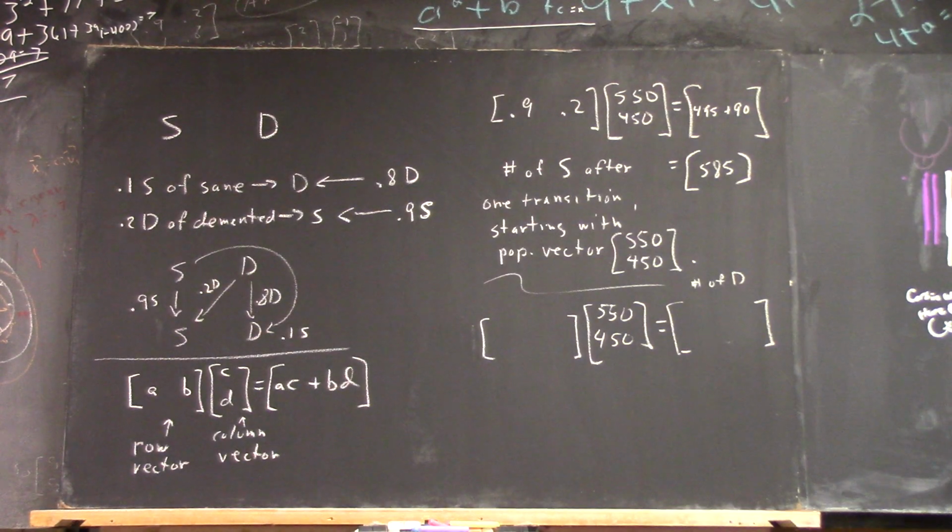One of those is right. Actually, no, you wrote 0.9, 0.2. That's what we had for the number sane, right? This is for the demented. We want to get the number of demented. Oh, okay.